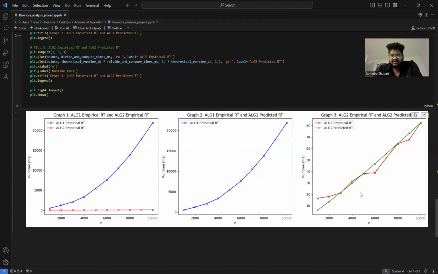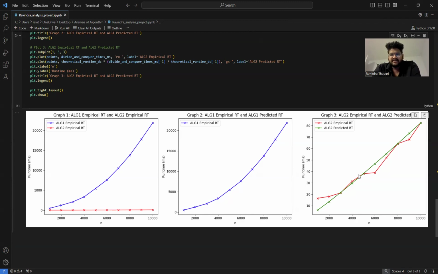Coming to graph three. Graph three was where algorithm two really shined. This is algorithm two, both the empirical and predictive runtimes. They were practically holding hands. You can see it here. It's like holding hands, which tells us our theory was spot on.